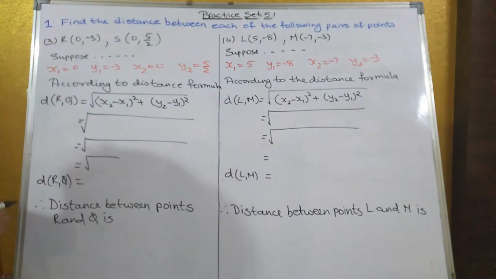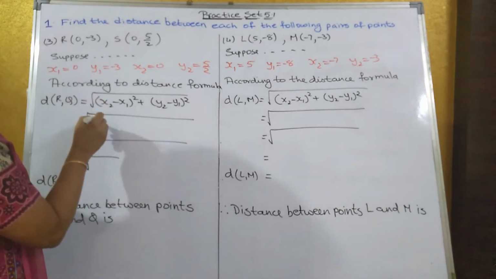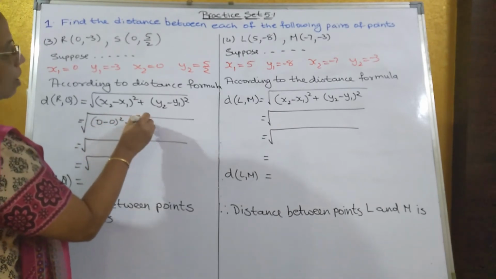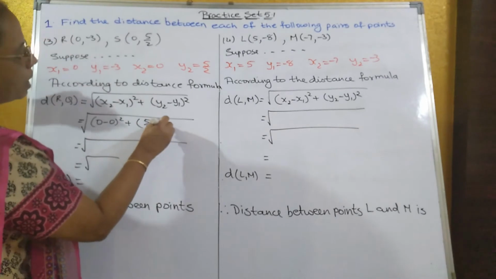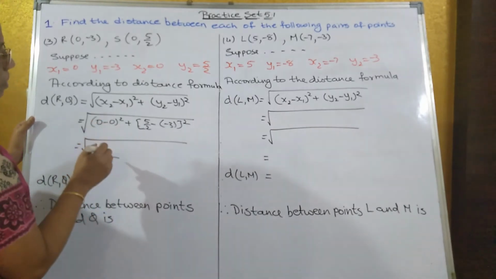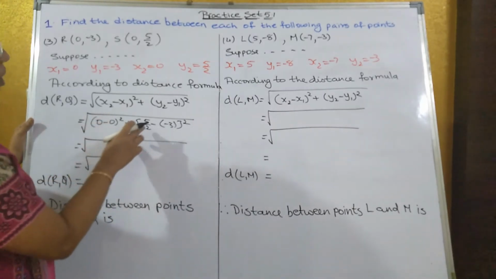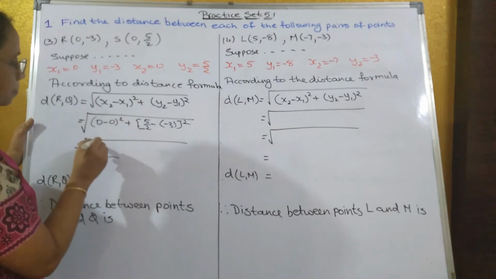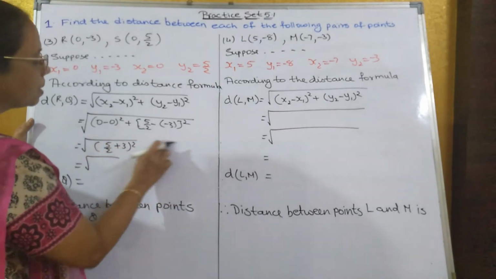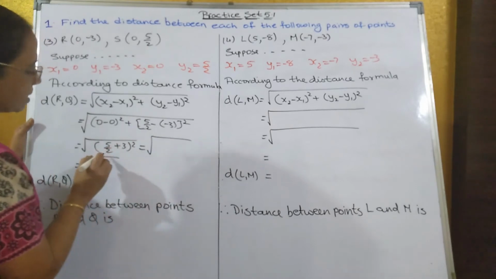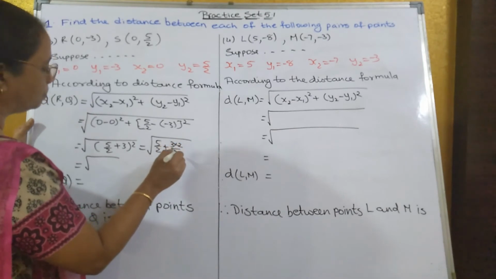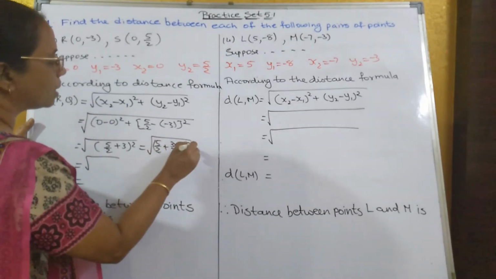Then according to the distance formula, write down the formula. So what is x2 over here? 0 and x1 is also 0 the whole square plus y2 is 5 upon 2 minus of minus 3 the whole square. Now 0 will go away because 0 the whole square is 0 only. Now 5 upon 2, minus into minus will be plus 3 the whole square, that is equal to, equalize the denominator, 5 upon 2 plus 3 into 2 upon 2 the whole square. So that is equal to how much?